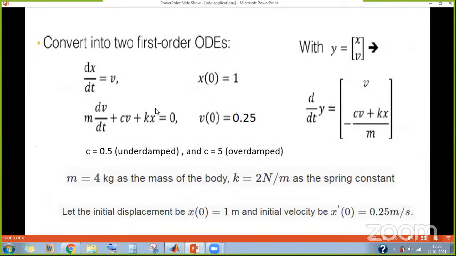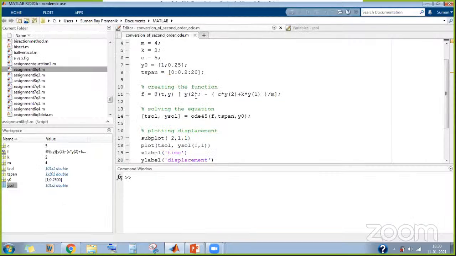What I'm trying to do is create a matrix Y, which has displacement and velocity within it. I want to calculate displacement and velocity, so I'm creating a matrix which has these two things. My Y of 1 is the displacement X, and my Y of 2 is the velocity V. And my dy by dt, the ODE function, the first ODE is V, which is nothing but Y of 2, because I have initialized Y of 2 as V.